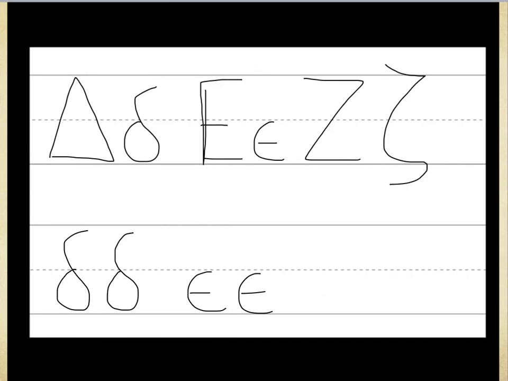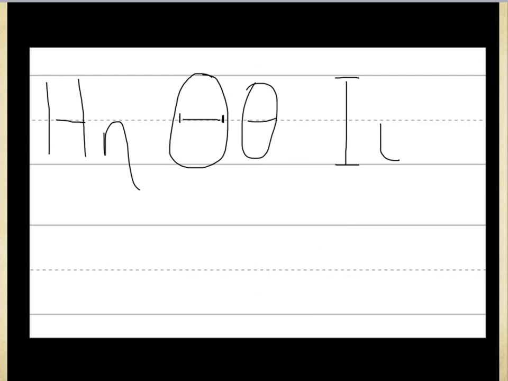Zeta is a tricky one. This is probably the second trickiest letter to make. So you give it a little horn at the top, and then a curve, and then a tail below the line. Eta is just kind of like an N, but it has a continuing tail below the line.